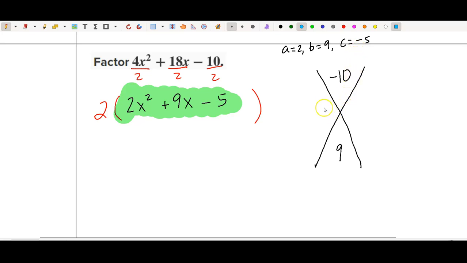In this case, it's not too bad because it's going to be 10 times 1 is 10. It needs to be negative, so we've got to make one of these negative. And if you look, since it has to add up to 9, we're going to make the 1 negative. So 10 times negative 1 is negative 10, and 10 plus negative 1 is 9. So now we're going to go ahead and use this to split the middle and write it as 4 terms, and then factor by grouping.